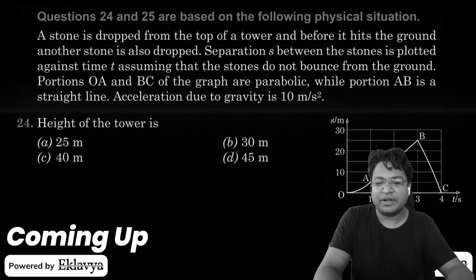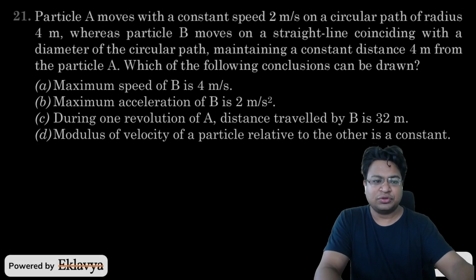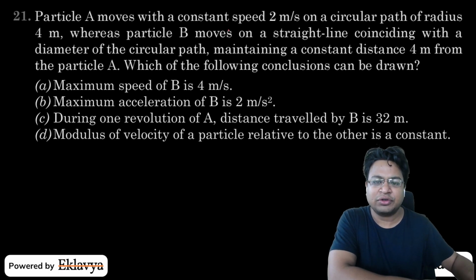All right, question number 24, 25. It's a good question. It's an easy question actually. AB section is straight. BC section is again parabolic. It looks so. In question number 21, it says that a particle moves with a constant speed of 2 meters per second on a circular path of radius 4 meter.